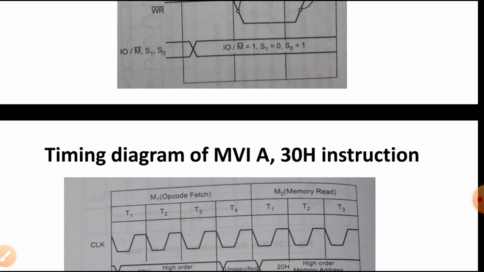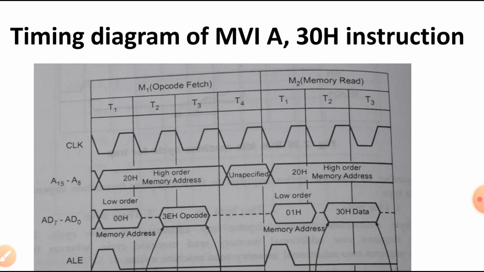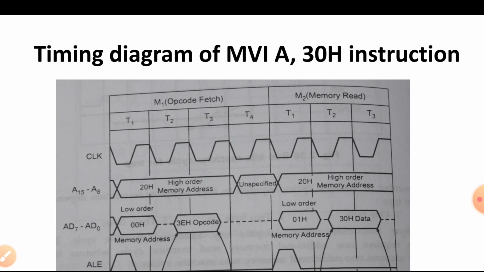Now if a particular instruction has both operations, that is opcode fetch as well as memory read, then what will happen? Then the timing diagram will be a little bit lengthier. Suppose we take the example of the instruction MVI A, 30H. MVI is a kind of instruction by which we put 30H into the accumulator. This is a 2 byte instruction, 1 byte for the opcode, another byte for the operand. So this instruction will take 2 machine cycles, the first machine cycle and the second machine cycle.